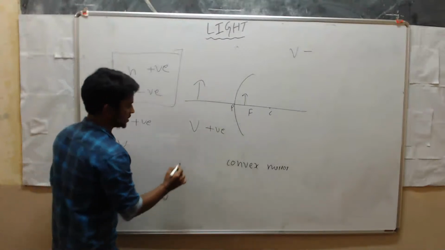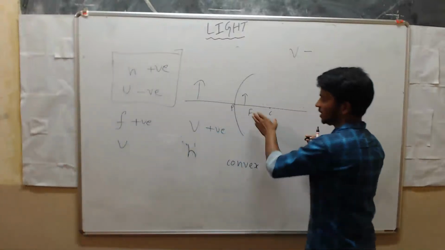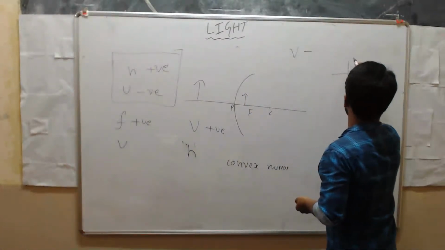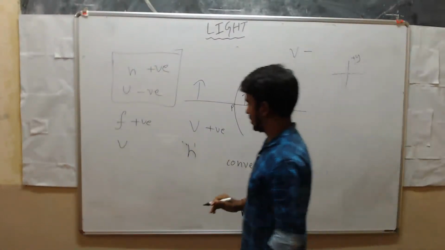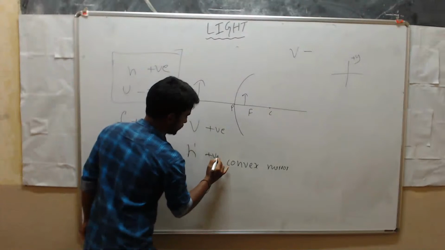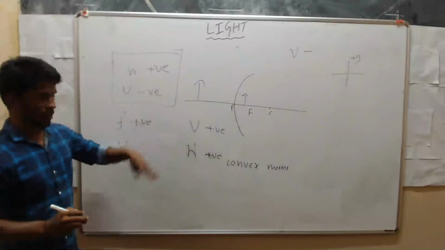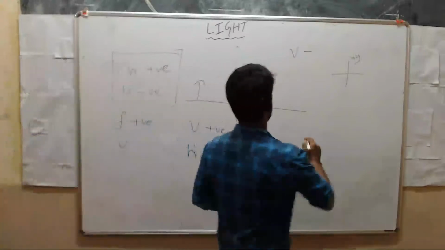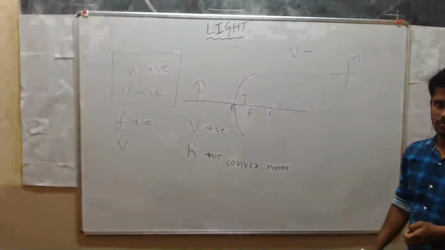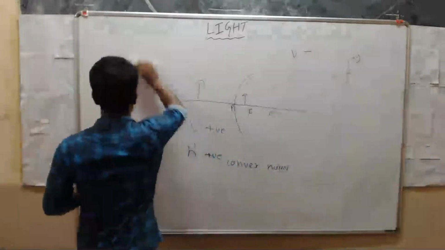Next, what about h dash? See, if the image is virtual, then we get the image here only. So now we should compare this height with respect to the positive y-axis. So in this case, height of the image we should write in positive values. So here for a convex mirror, we won't get negative values for position of the image and height of the image. Okay, yes. So next move to magnification.